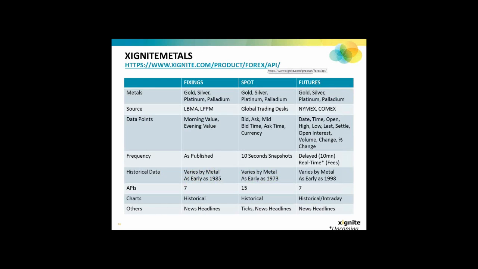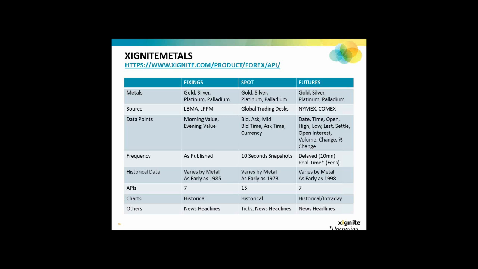To be a little more specific, all the applications that you saw are powered by one of our services called Xignite Metals. It's available on our website at the URL listed there. To give you an idea of what's covered in that service, we have 3 types of prices. You mentioned that a little bit, Joe. We have precious metal fixings, spot prices, and future prices for all 4 precious metals.